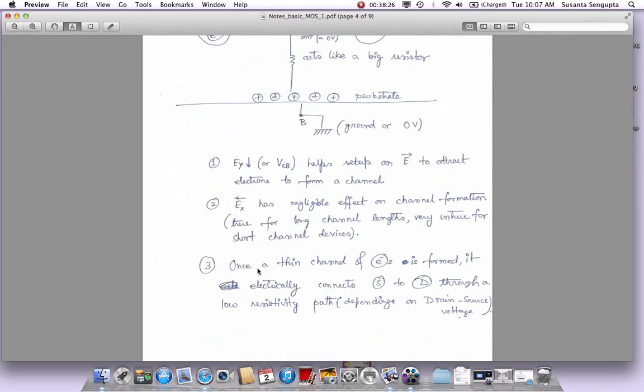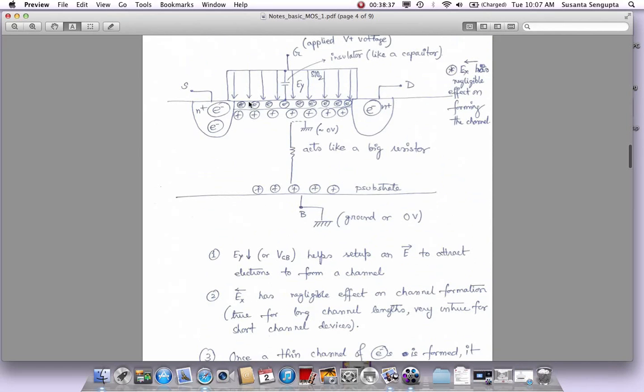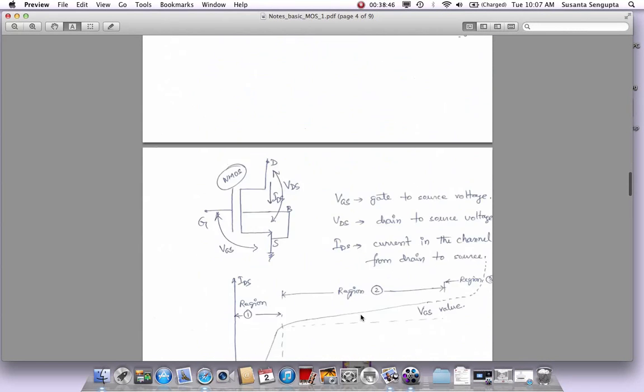Okay, so as I mentioned, the third point here is once a thin film of electrons is formed, the channel is formed, they're swept across from source to drain, and that's what creates an extremely low resistivity path, based on the density of this channel, how many electrons are there, and that causes the current to flow. So that's how we turn on a channel and how a current is going to flow through it.